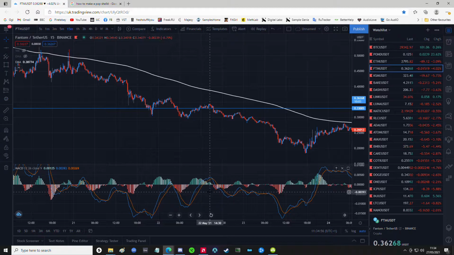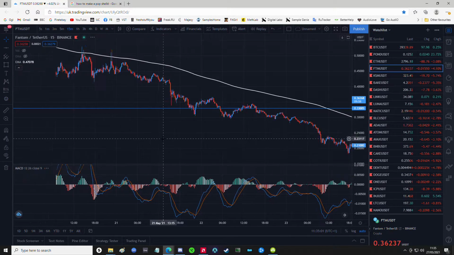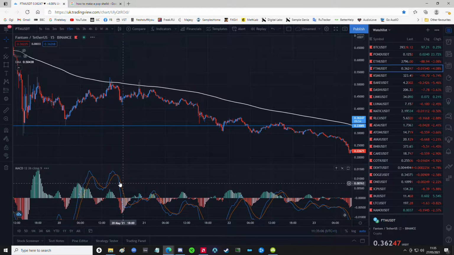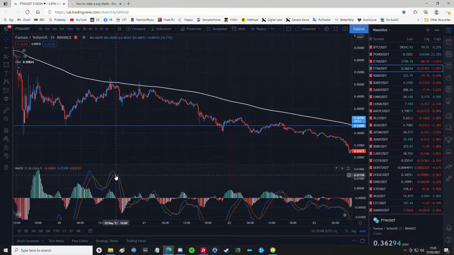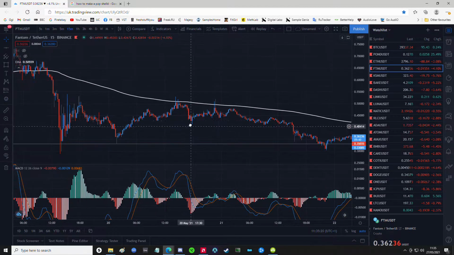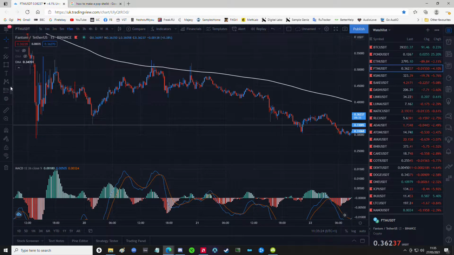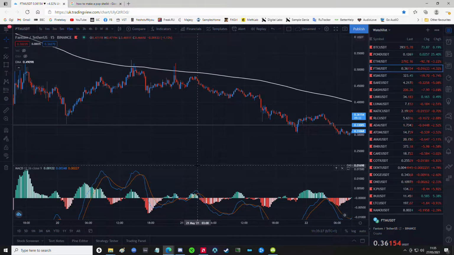Also, I'm looking at the MACD as to when do I take this trade. So as I said before, if the blue line crosses below the red line and it is above the histogram, that tells me it's a sell signal. So here's a really good signal here. So this will be a sell indicator.